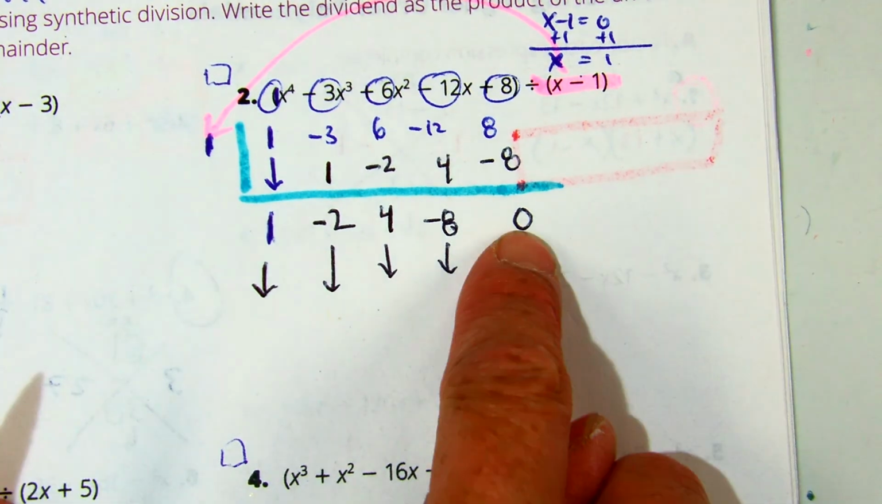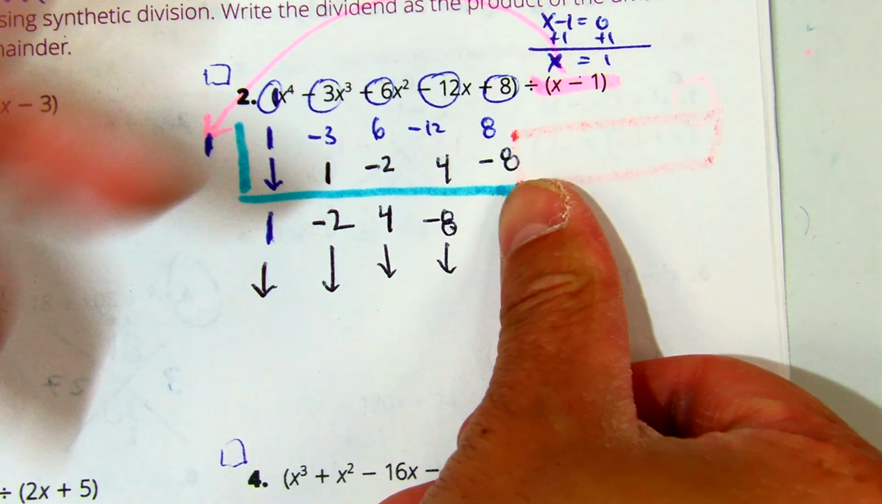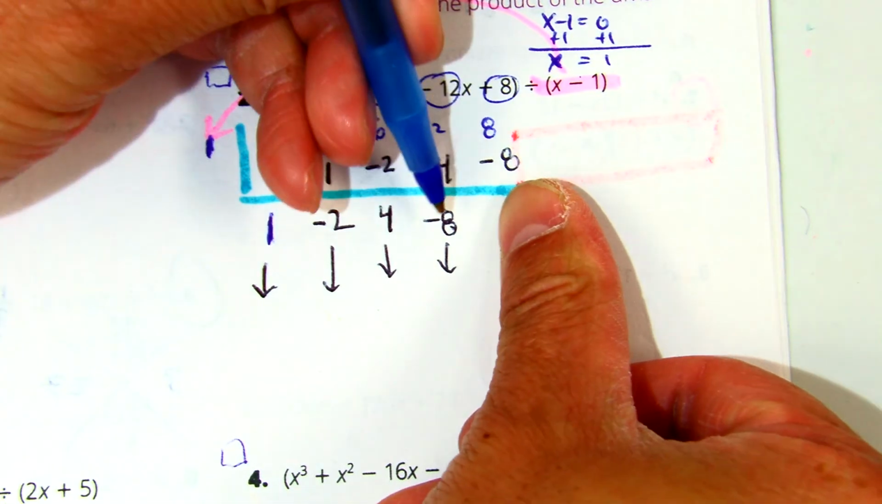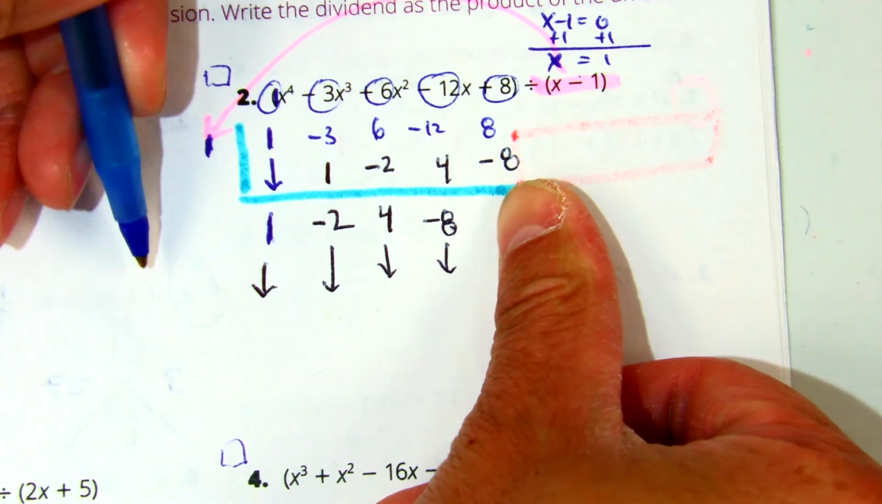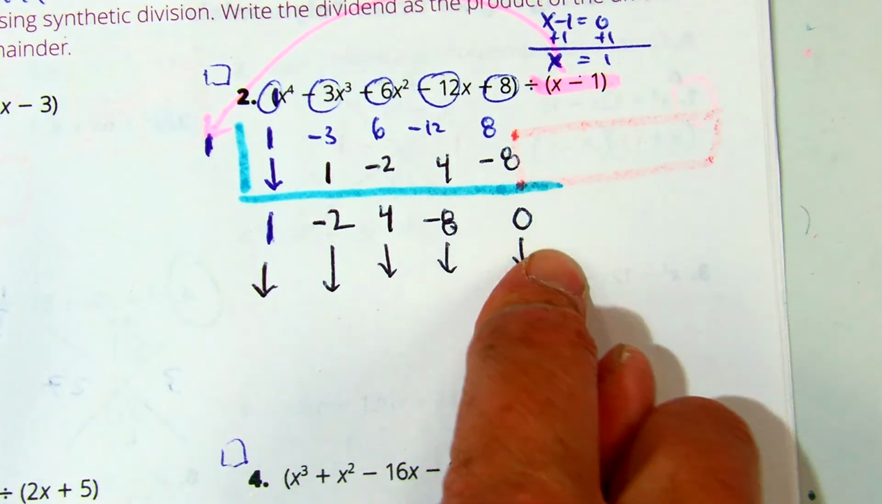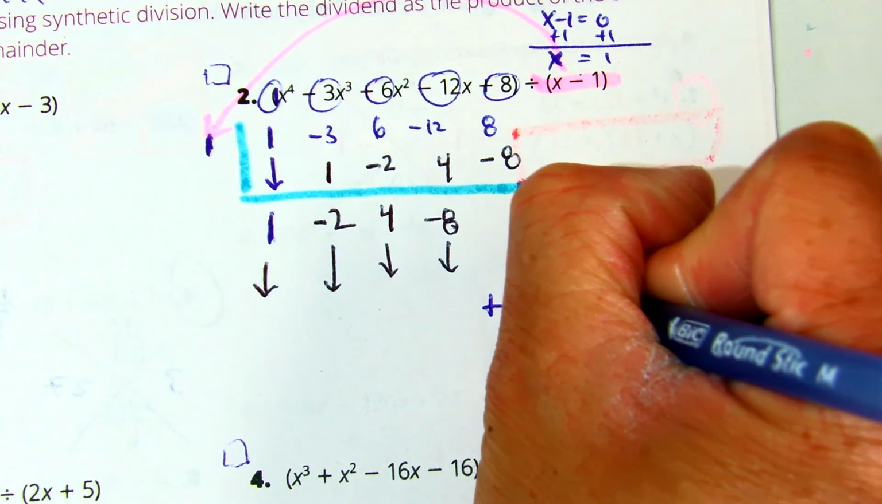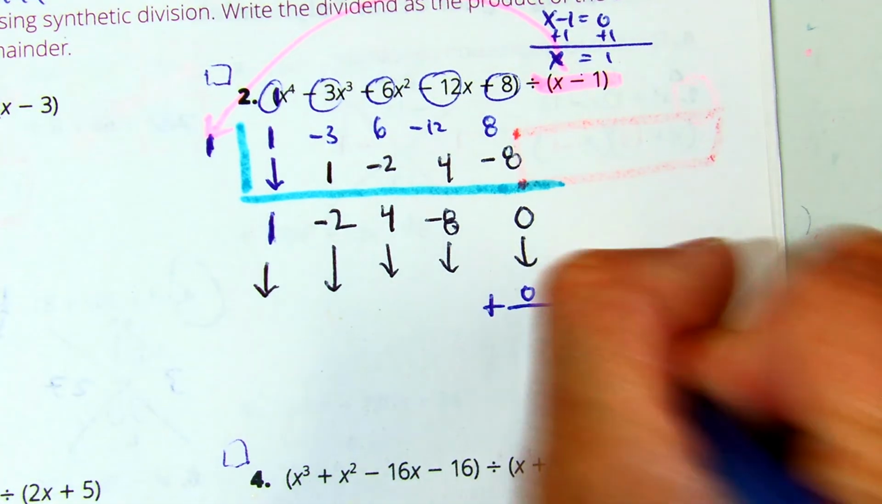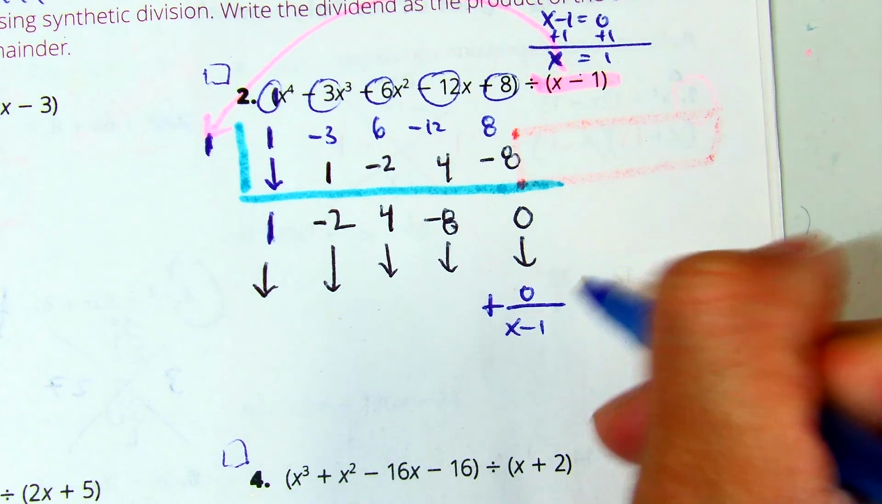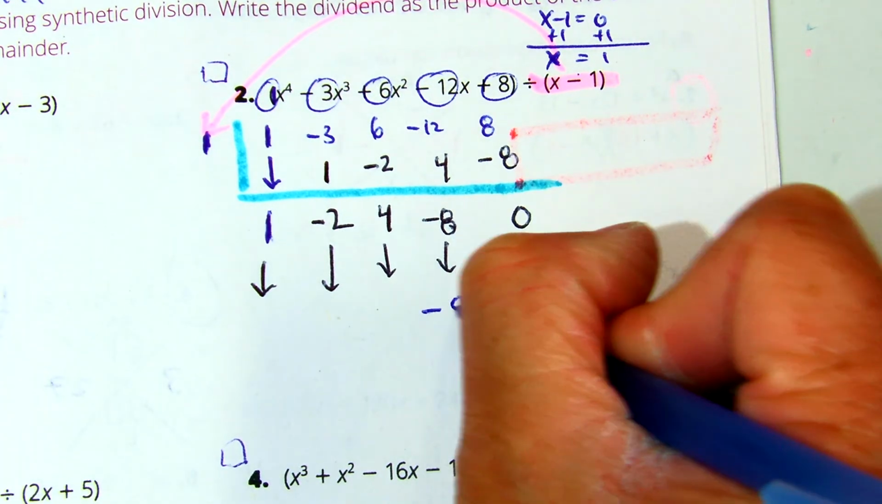Now, put your finger on the remainder. This is your remainder, right? So you can also go this direction. This is your constant. Does that make sense? That's another way of thinking about it. This is your remainder. Cover it up. Well, essentially, that's just going to be plus 0 to the what? X minus 1, and this will be -8.